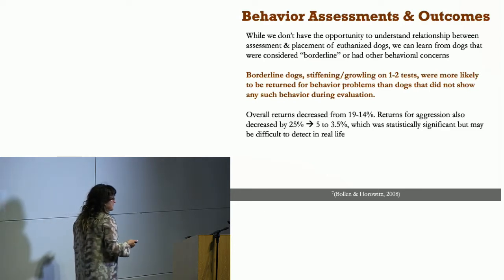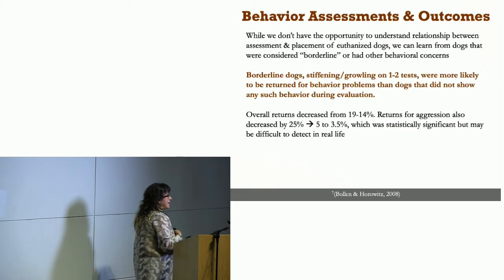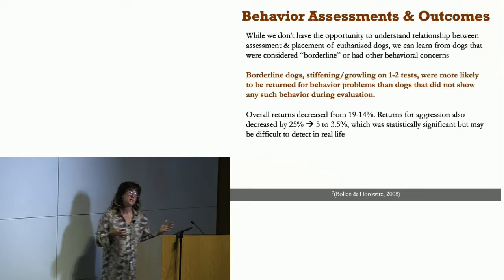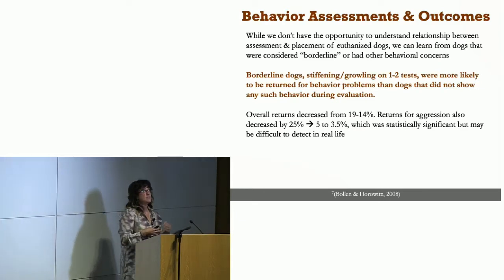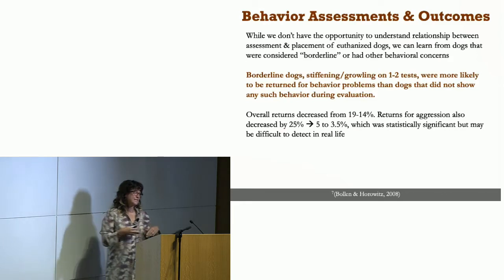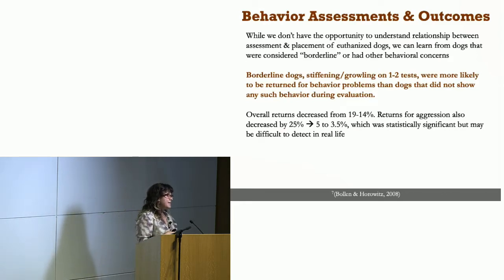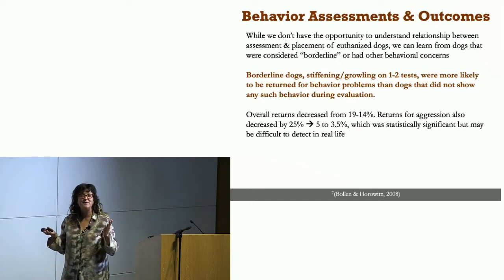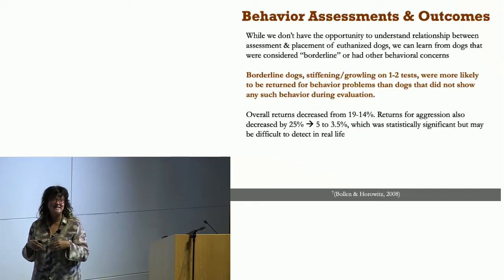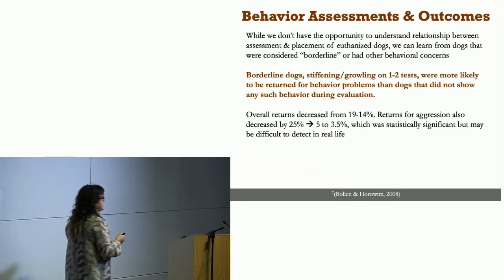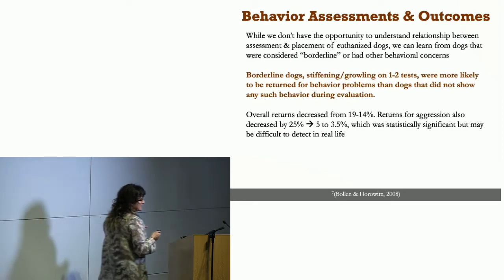So when they took a look at the returns before they had this assessment in place and the 2 years during, what they found is that they had a 25% reduction in returns. It went from 19 to 14%. And they also saw a similar decrease in returns for aggression. But that 5 to 3%, is that really detectable in real life? It was statistically significant, but I think that might be hard for us to experience in real life or feel like it's making a difference.